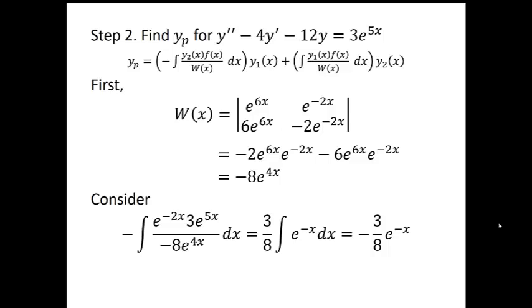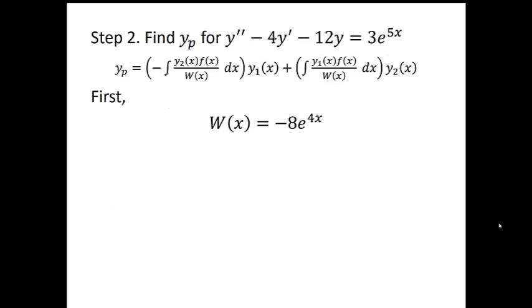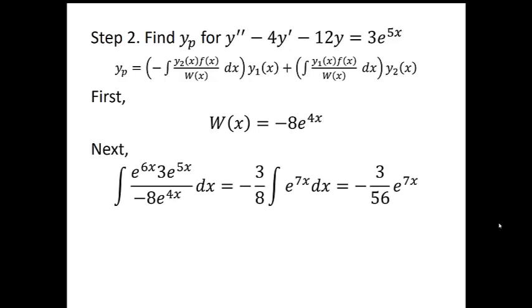Not too bad. Now we're going to do the same game for our second integral. Remember that our Wronskian was negative 8 e to the 4x. So our second integral is the integral of y1, which is e to the 6x, times f of x, which is 3 e to the 5x, divided by that Wronskian, negative 8 e to the 4x. So the constant that comes out in front is a negative 3/8. And when we clean up the exponents, we get an e to the 7x. So this integrates to negative 3/56 e to the 7x.